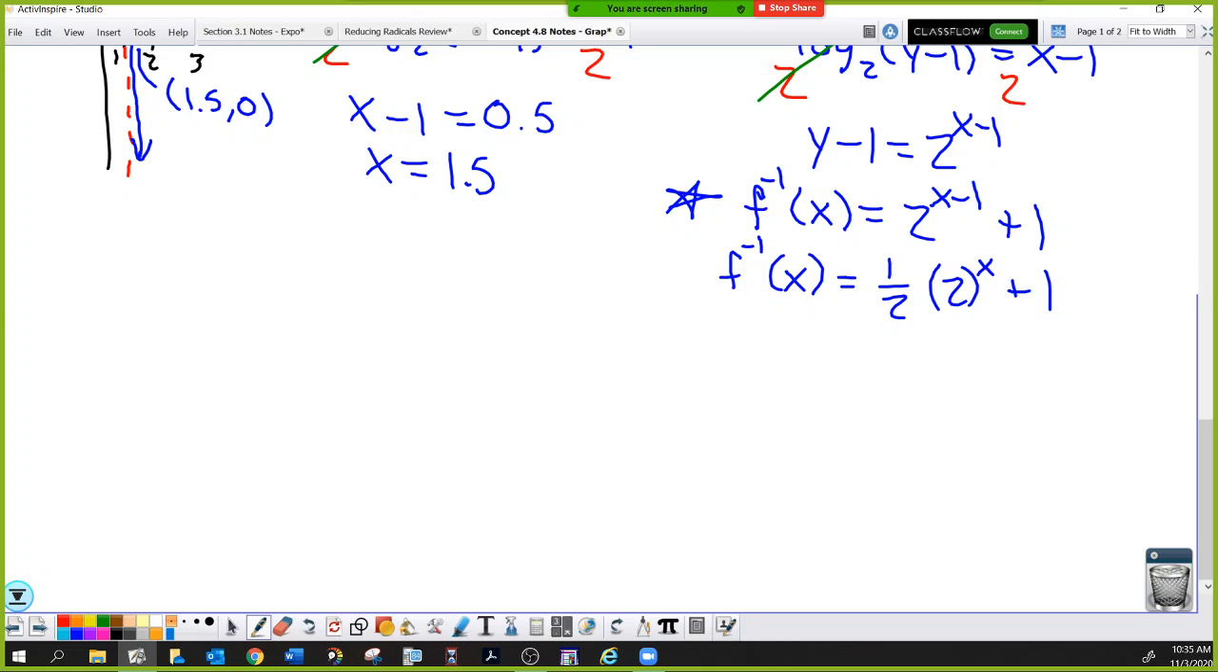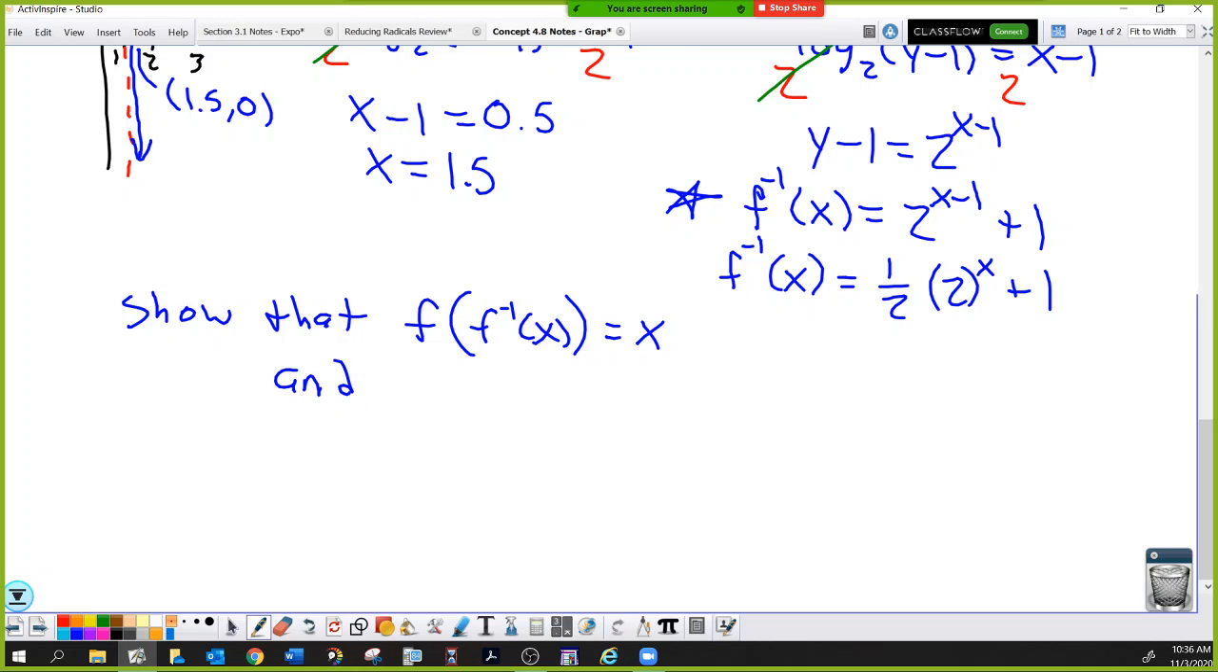That's what it is. In order to prove that they are inverses, you have to compose them in both orders. So I would just say, show that f of f inverse of x equals x, and you have to do both: f inverse of f of x equals x. If both of those things are true, then you have found true inverses of one another.